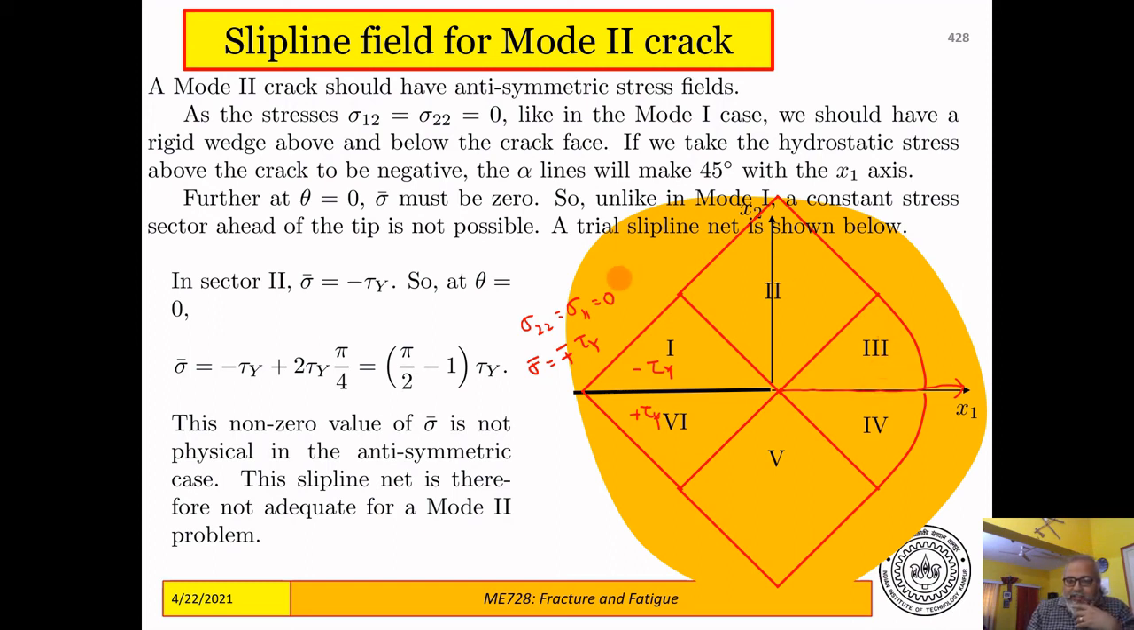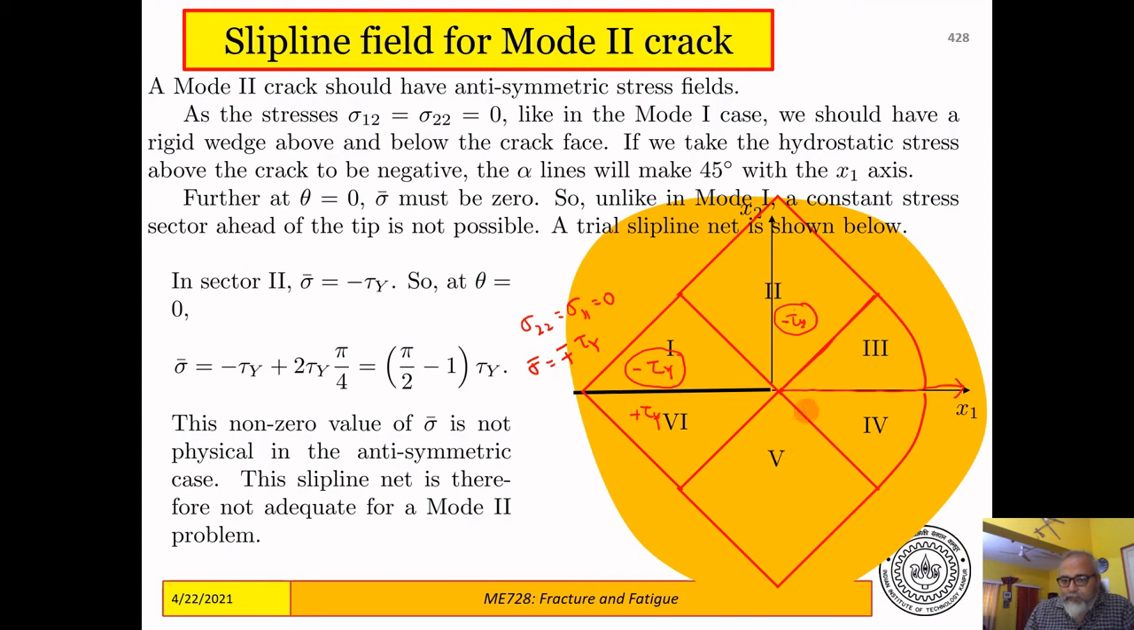Now, this is a trial slip line net that we have generated, and this is actually not going to work. That's what I want to show. So in here the mean stress is minus tau y. This is a rigid region. This is also a rigid region. So here also it should be equal to minus tau y. So on this line it is minus tau y.